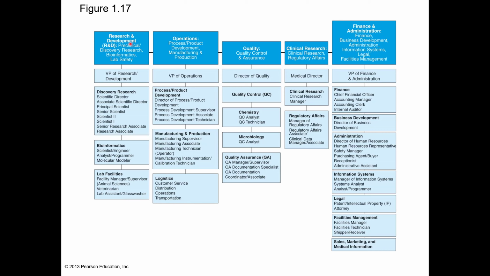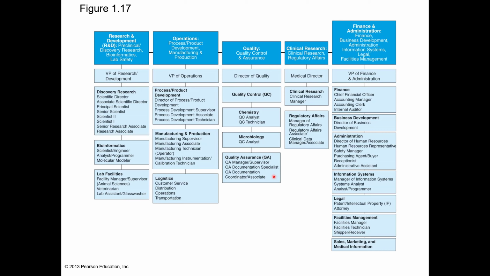Then you can see on the research and development side, these are the lab facilities. We have manager, supervisor, animal sciences, veterinarians, lab assistants, glass washers. Bioinformatics, we have the scientists, engineers, analysts, programmers, molecular modeler. And then moving up the chain, research associate, senior research associate, scientist 1 and 2, senior scientist, principal scientist, associate science director, or scientific director. These are the higher paying jobs. So as you look up here, VP of Research and Development, these are the highest paying jobs, obviously.